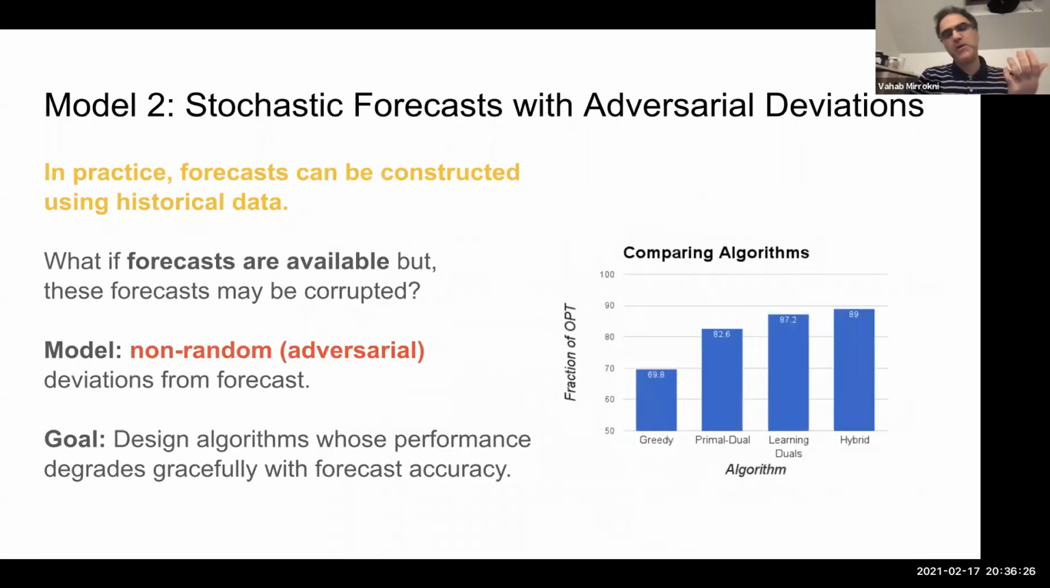So the second model that we looked at in this context is, let's say we have some stochastic forecast, but we have some adversarial deviation from it. So in this model, we have a stochastic model, but because of traffic spikes or adversarial corruptions, part of it is changed.